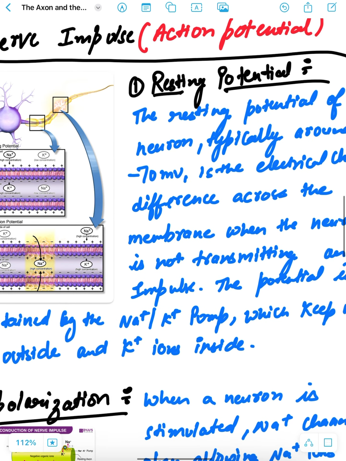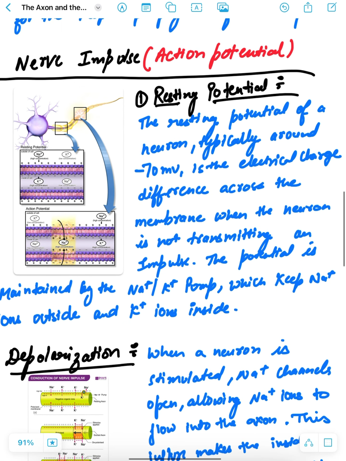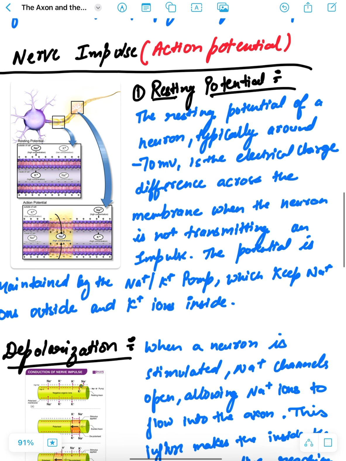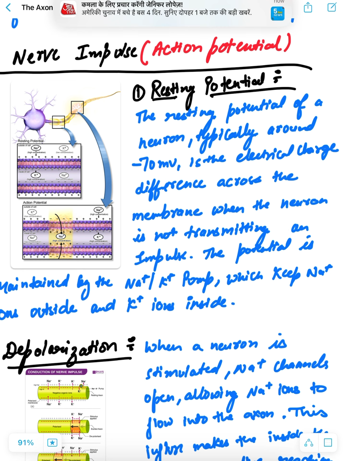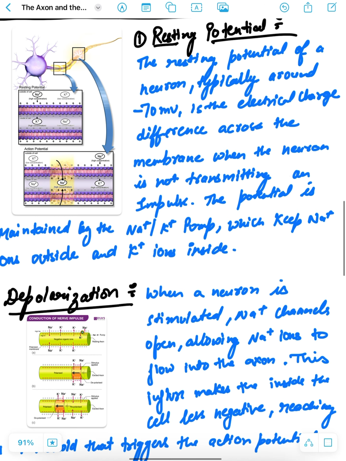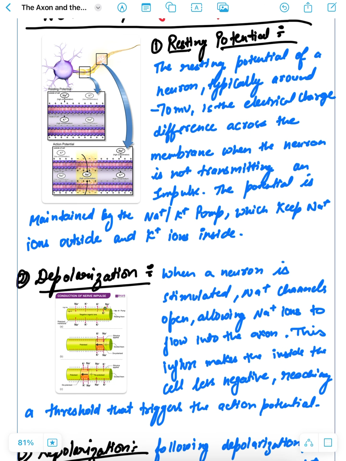Let's talk about the resting potential. The resting potential of a neuron, typically around minus 70 mV, is the electrical charge difference across the membrane when the neuron is not transmitting an impulse. The potential is maintained by the sodium potassium pump, which keeps sodium ions outside and potassium ions inside.